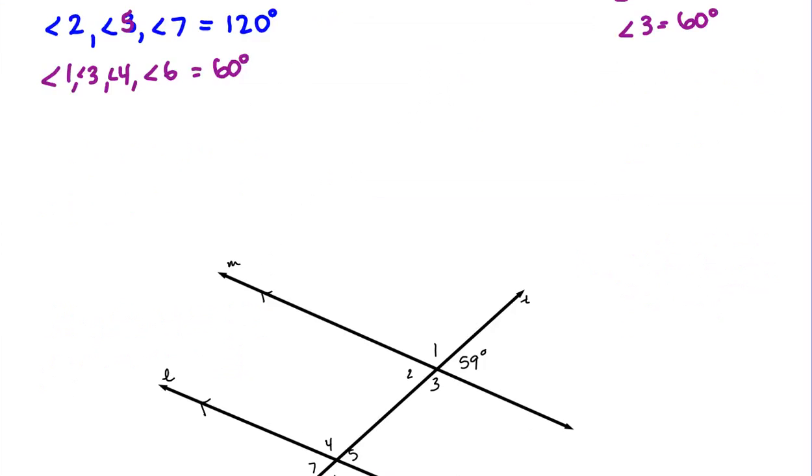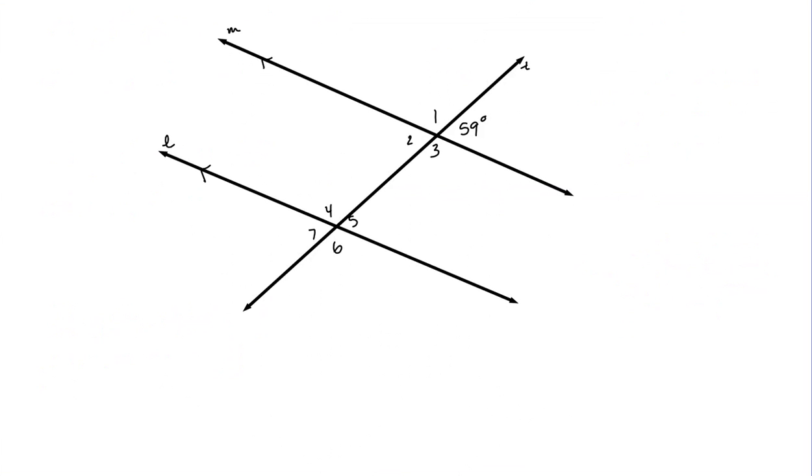Let's look at another one. We have two parallel lines and the transversal, and what they give us is 59 degrees. Well, the same thing happens here. This and angle 2 are vertical. The corresponding angles are angle 5, and that's a 5, and angle 7. So we know that angle 2, angle 5, and angle 7 equal 59 degrees.